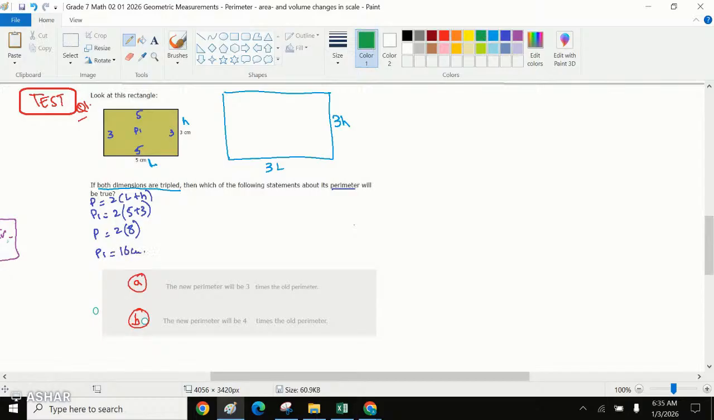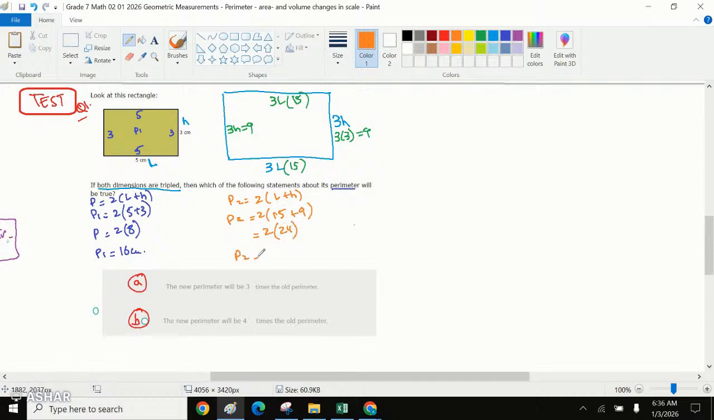Let's look at perimeter 2. If this was 3L, then this is 3L and this is 3H. Length was 5, so this becomes 15. This is 15. This was 3, so this becomes 3 times 3, that is 9. And this is also 9. So can we say perimeter 2 would be twice the length plus the width? The perimeter 2 comes out to be twice, the length was 15 plus 9. 15 plus 9 is 24.